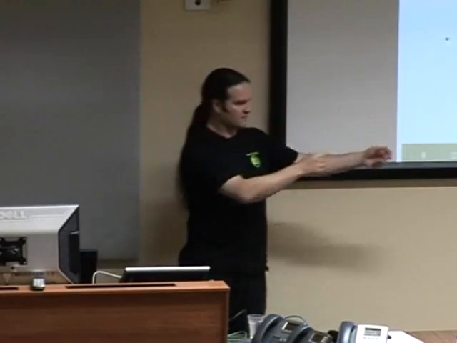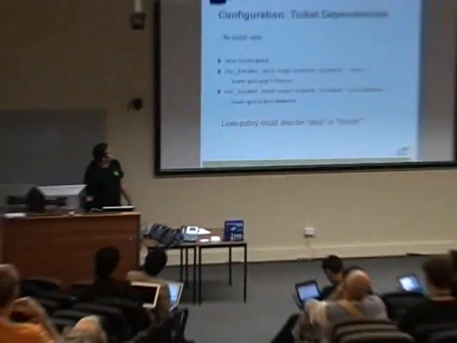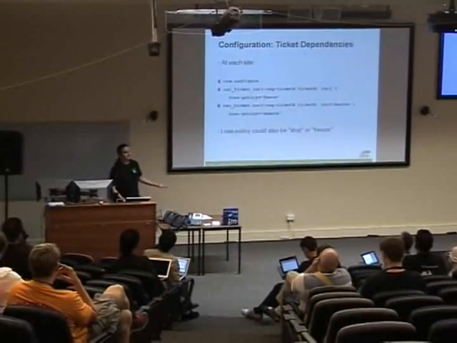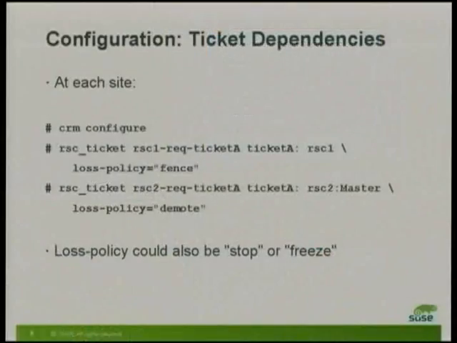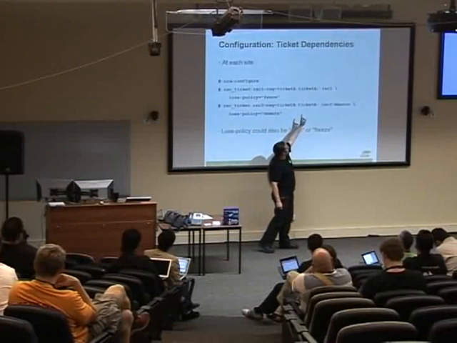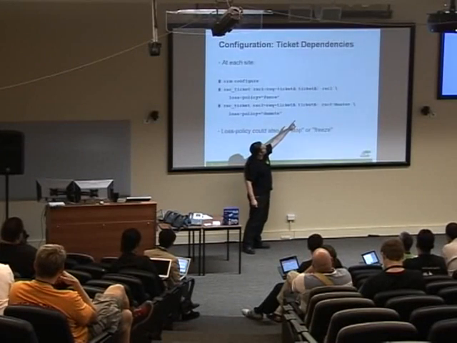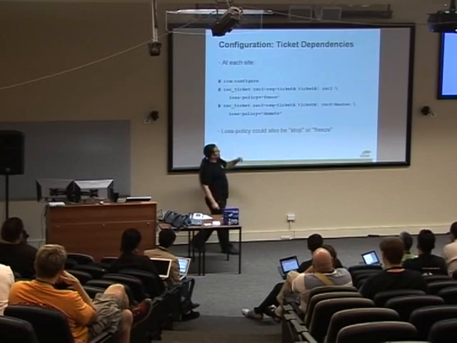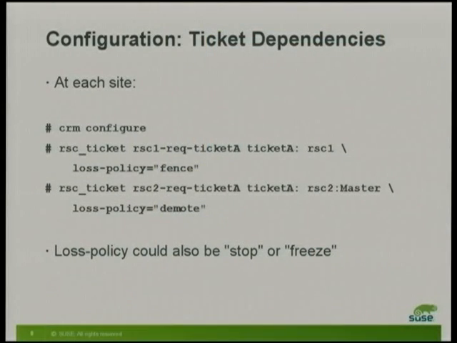Each of your sites is an independent cluster. You're going to have to configure pacemaker at each site, configure each of the resources at each site. And then what we've got here, this resource ticket, may look suspiciously like a location constraint, because that's effectively what it does. The first resource ticket line here, don't worry about the ID, but it says that ticket A means that resource 1 will only be allowed to run on this cluster if that site has been granted ticket A.